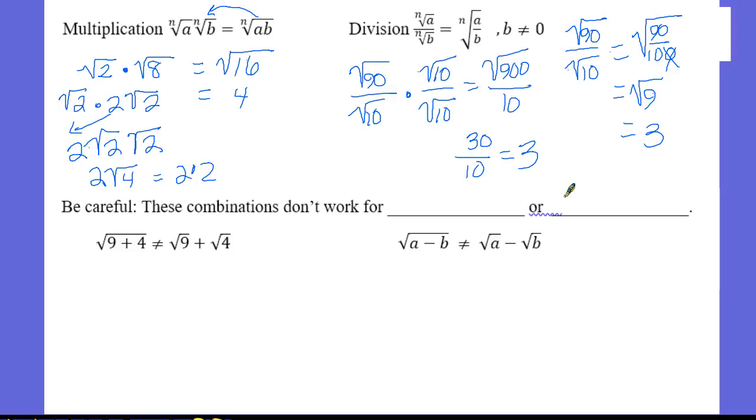Also, there's a typo on your paper. You'll notice it in this first part. Mine doesn't have a typo, where it says the square root of 9 plus 4 does not equal, and I didn't separate them. I need you to cross out that second square root of 9 plus 4 and change it to the square root of 9 plus the square root of 4.